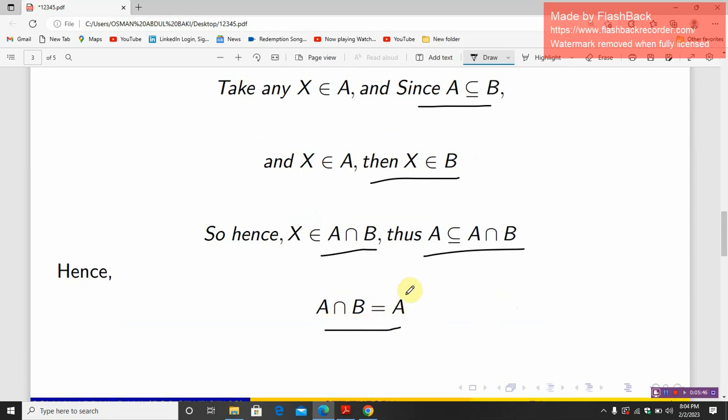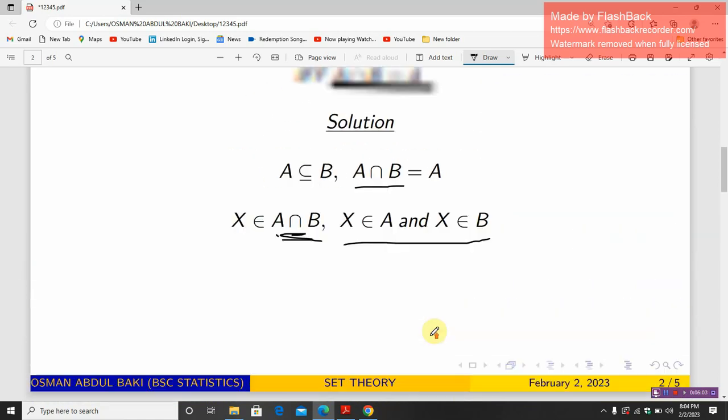Yes, because there can be an element which can be found in A intersection B, as well as that element is also the same element in set A. Hence, A intersection B is equal to A. Remember, this is not our final solution that we are looking for. Let's go back to the question.